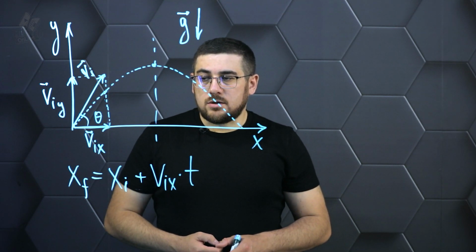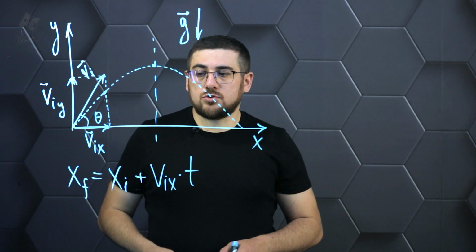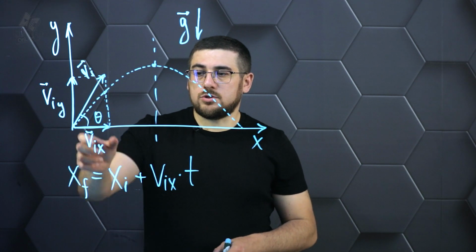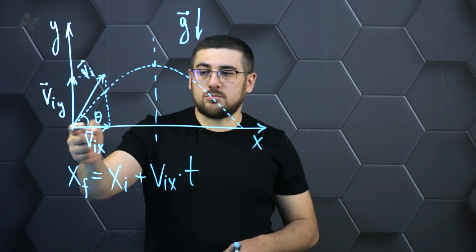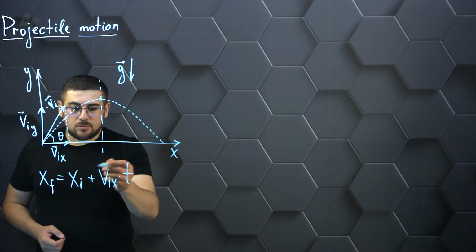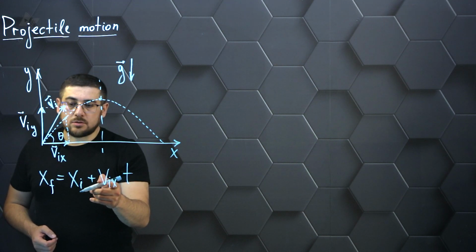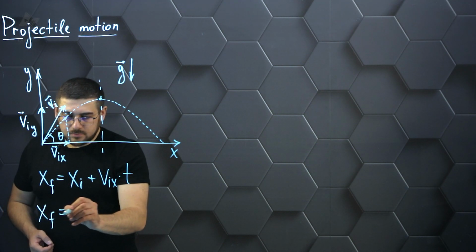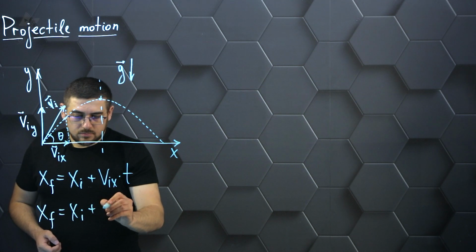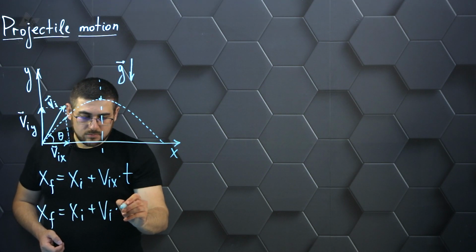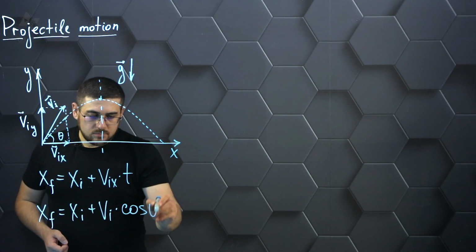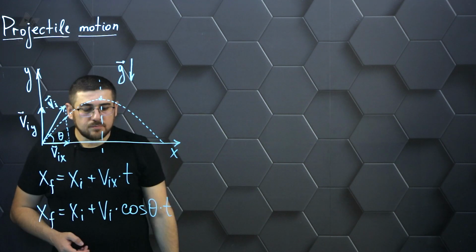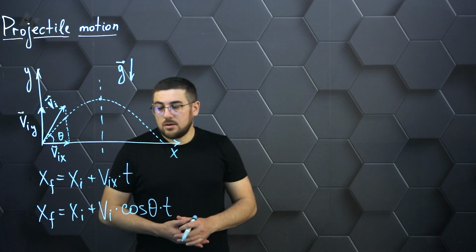If we look carefully at the projection of velocity along the x-axis, we can see that this is the adjacent leg in the resulting triangle. Now let us substitute the value of the projection of the initial velocity on the x-axis. We have obtained this expression.